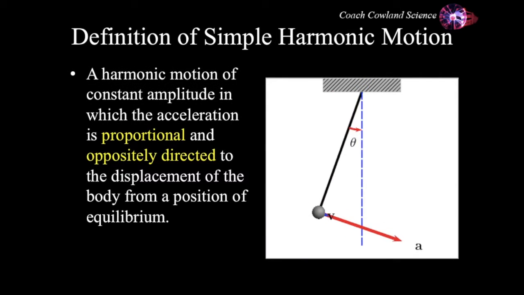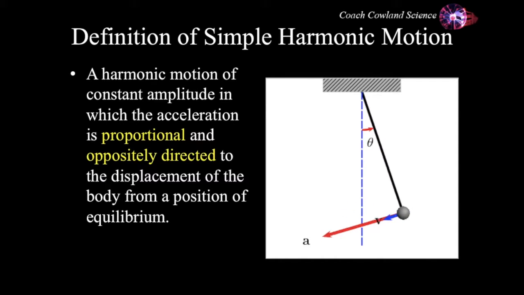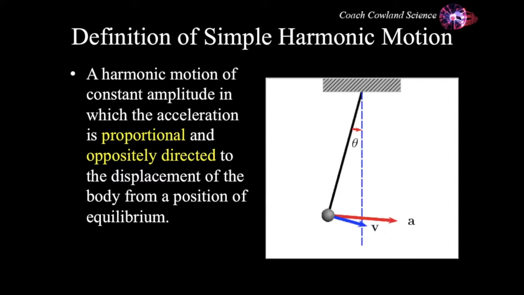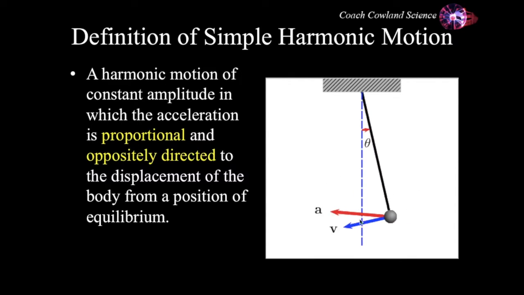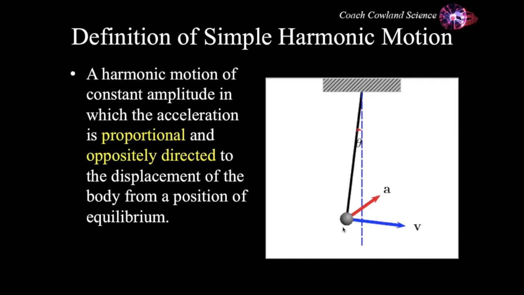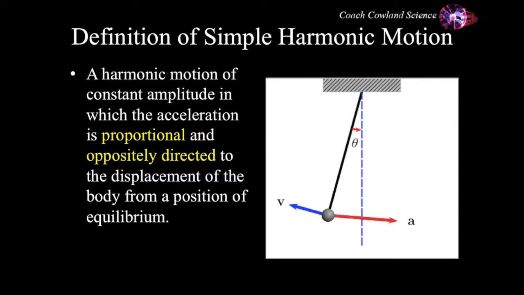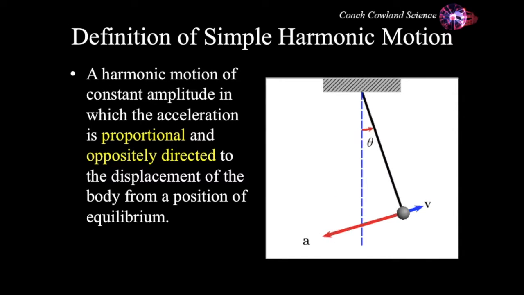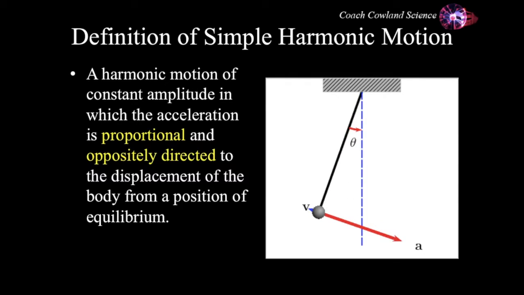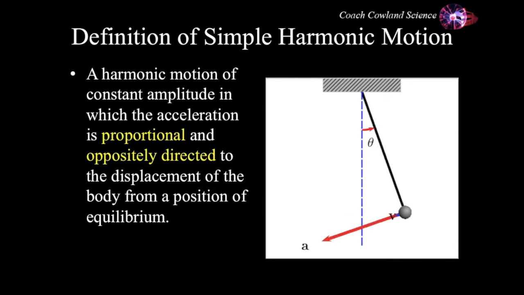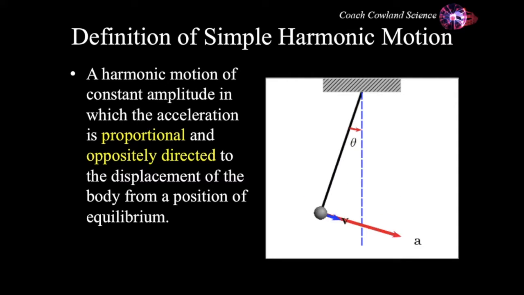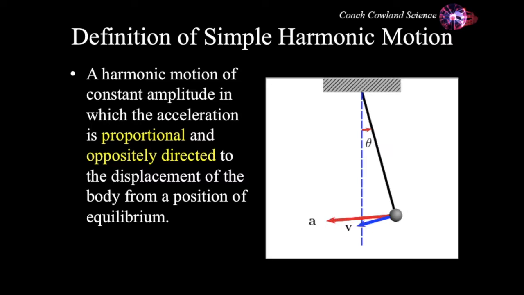Here we have, in comparison, simple harmonic motion, and we can see that the acceleration always acts towards this blue dashed line. This blue dashed line is the rest position, and the acceleration is always acting in towards it, so it's constantly changing. The definition of simple harmonic motion is a harmonic motion of constant amplitude in which the acceleration is proportional and directly opposite to the displacement of the body from a position of equilibrium. Going back to the graphic, you can see that the acceleration gets greater the further away it is from its rest position, and the velocity is changing in different places as well.